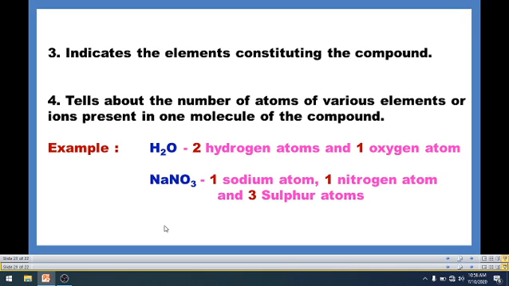And 3, it indicates the elements constituting the compound. The elements present in a compound can easily be found out by seeing the formula. And it also tells about the number of atoms of various elements or ions present in one molecule of a compound. For example, H2O. By looking at the formula, we can tell what elements are present in this compound. In water, it has hydrogen and oxygen. So these are the two elements present in water. And we can also tell the number of atoms. Water contains 2 hydrogen atoms and 1 oxygen atom.